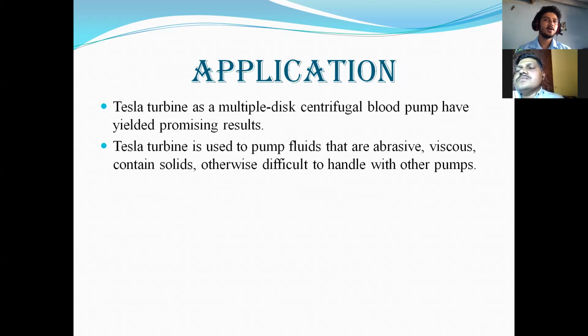Then I want to tell about the applications. These are used for medical purposes: if we reverse the process, then we can use it for blood pumping. Then the Tesla turbine is used to pump fluid, so we can use different types of pumps or different types of liquid, rather than only laminar to turbulent.